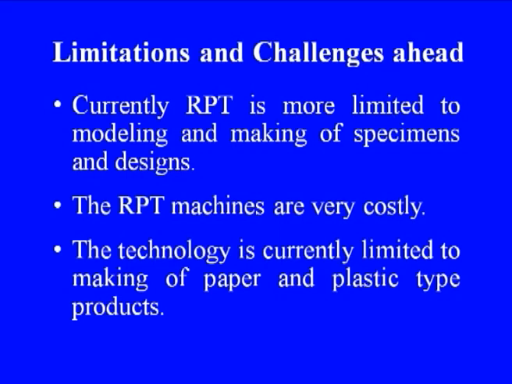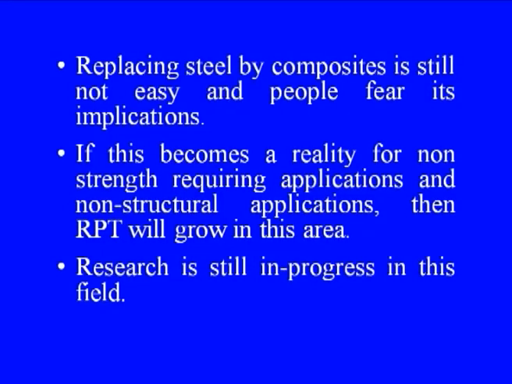Now, very quickly, let us note a few limitations and challenges of rapid prototyping technology. Currently, rapid prototyping technology is more limited to modeling and making of specimens and designs. Rapid prototyping machines are very costly. Number three, the technology is currently limited to making paper and plastic type of products. It is yet to go towards metals, alloys and ceramics in a big way. Replacing steel by composites is still not easy and people fear its implications. If this becomes a reality for non-strength requiring and non-structural applications, then RPT will grow in this area as well.